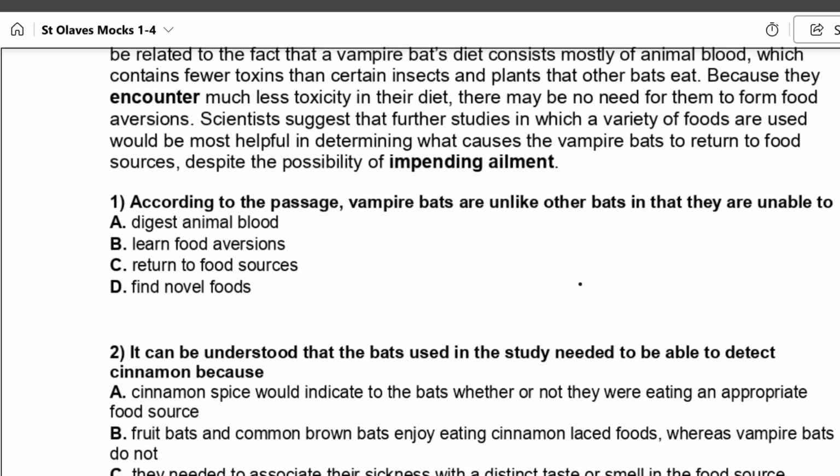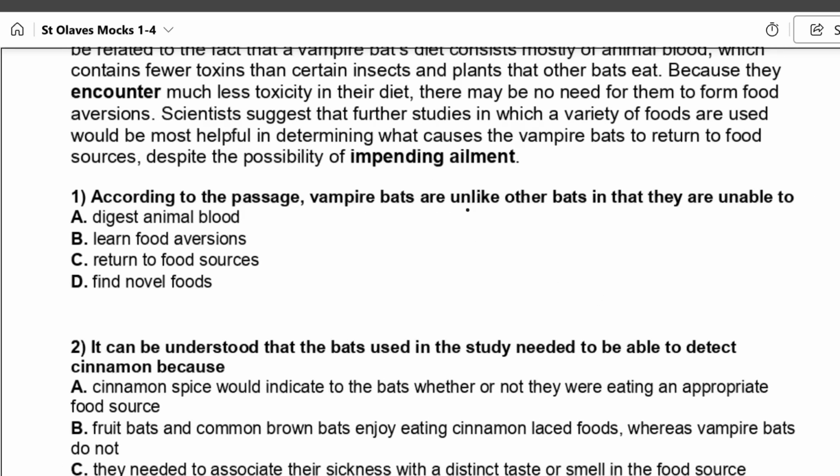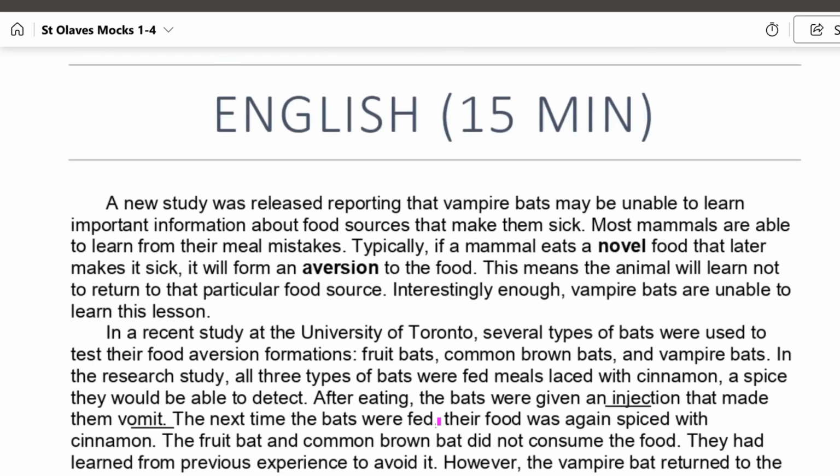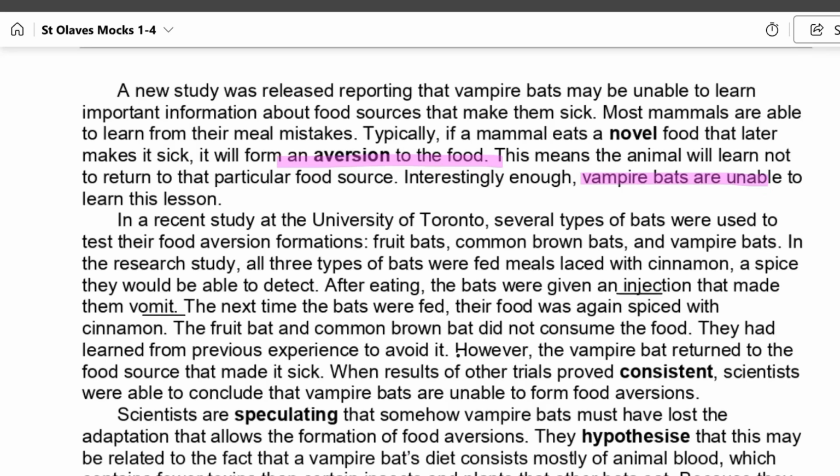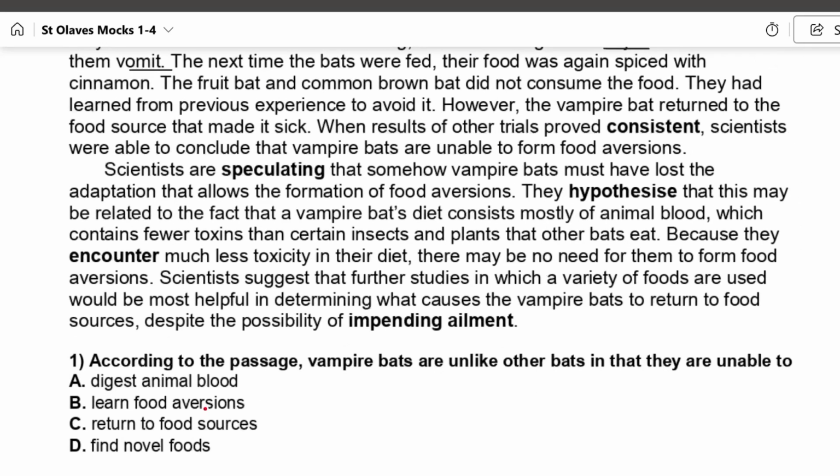Starting with question number 1: according to the passage, vampire bats are unlike other bats in that they are unable to, given that the whole text is about forming food aversions. Let's try and find a quote from the text: animals generally form aversions to food. However, vampire bats are unable to. And this is what the whole text is about, so we can say the answer is B.